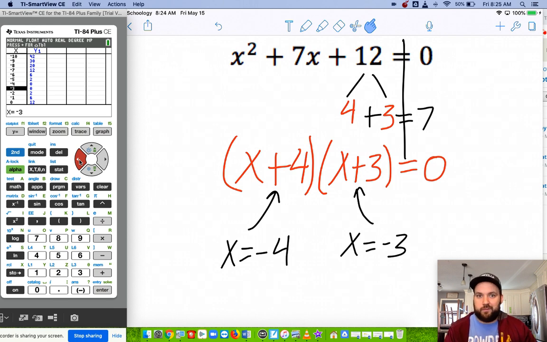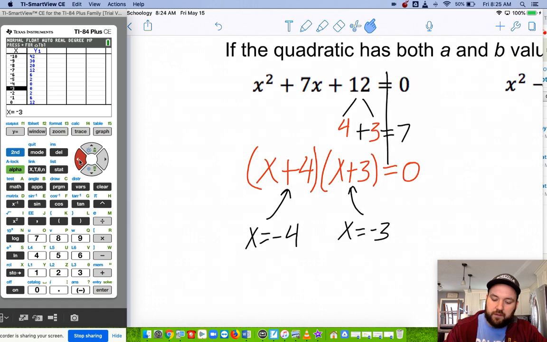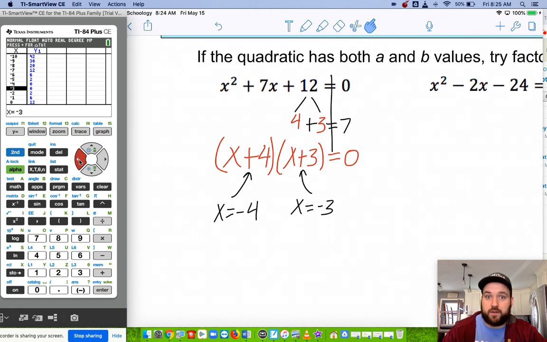Now you might say, well, isn't that just easier to type in the calculator? Yes, but if the numbers are far apart or if they're decimals, the calculator tricks can be kind of tough. So that's where we can use factoring to really help us out.